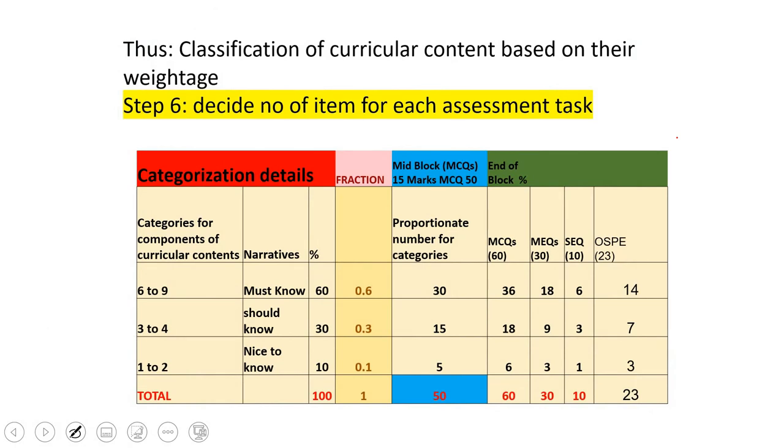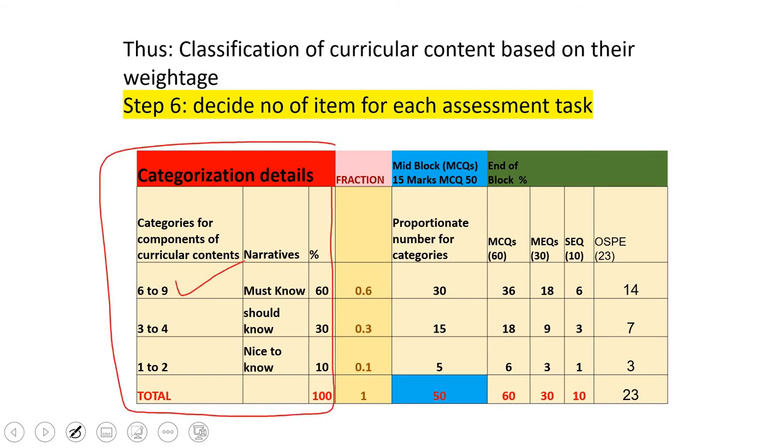Once you categorize the detail of your curriculum content, you see, for example, this portion of the table shows you the categorization as I discussed in the previous slides. This is the fraction, the proportion: 60% shall go for this, 30% and 10%, and the whole value will be equal to 1. If expressed in percent, it will be 100%: 10%, 30%, 60%.